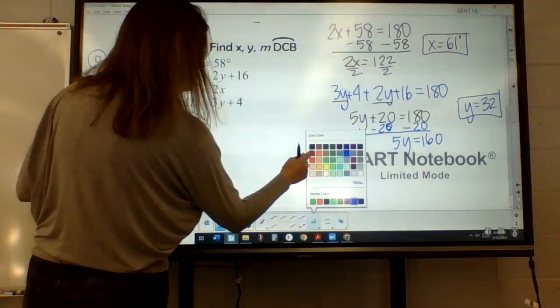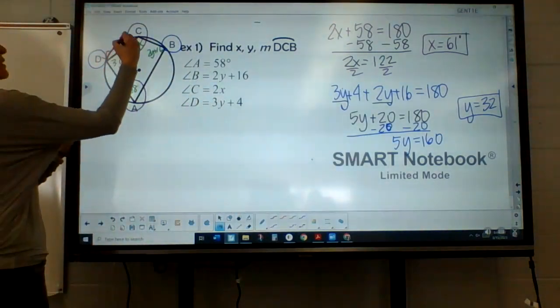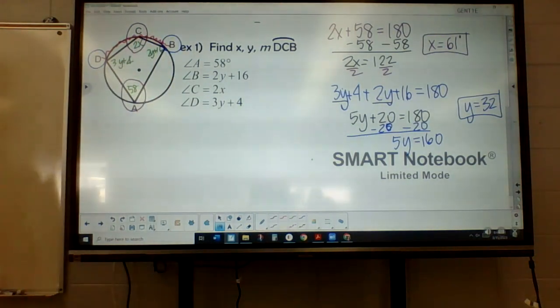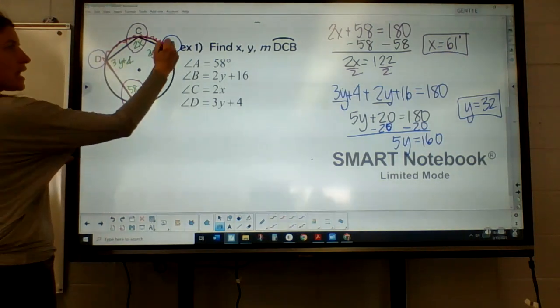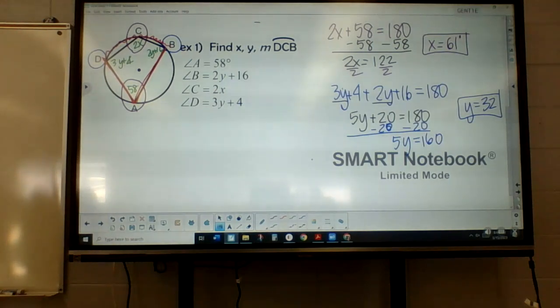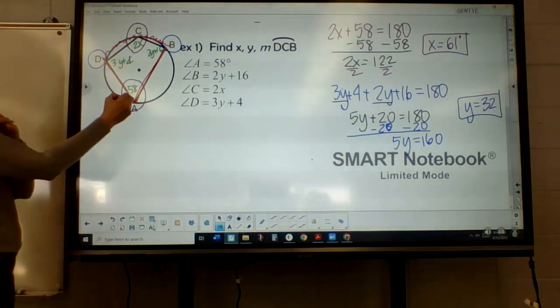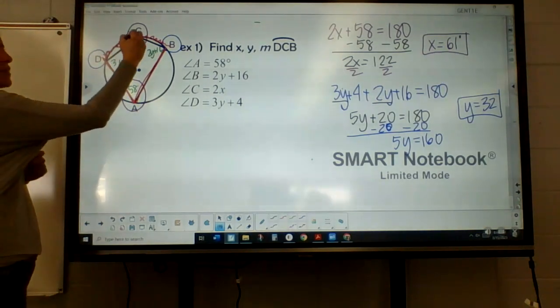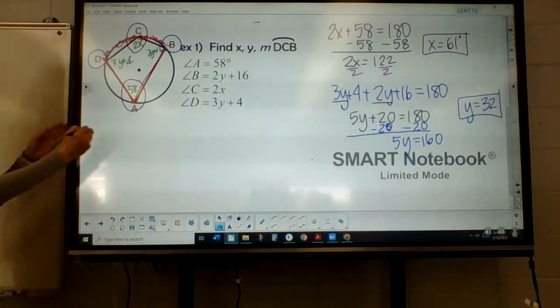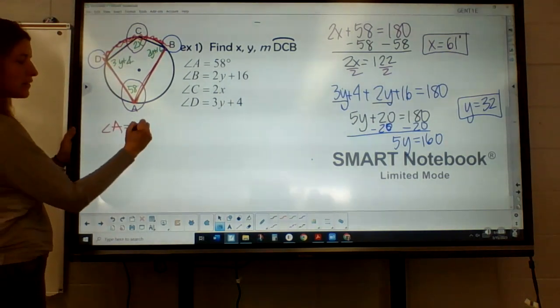So DCB is this arc. Which angle tells us something about that arc? The 58 does. So this 58 is kind of like, almost picture like an ice cream cone. This is the top of the ice cream cone. It seems kind of a silly idea, but that's all connected. So this 58, this angle, and this arc have this relationship. But careful that the angle is half of the arc.